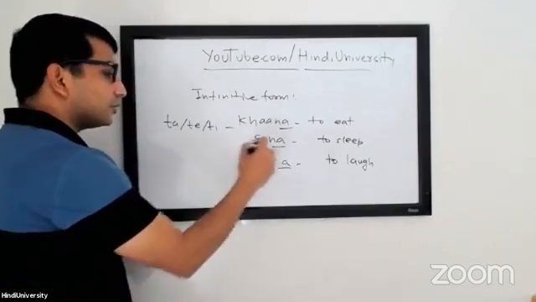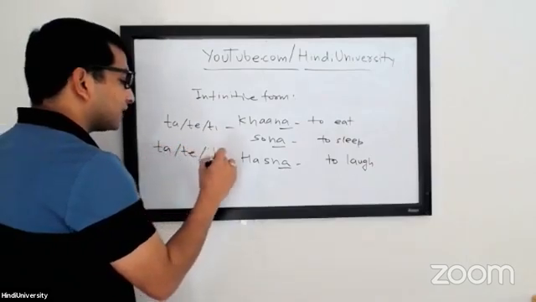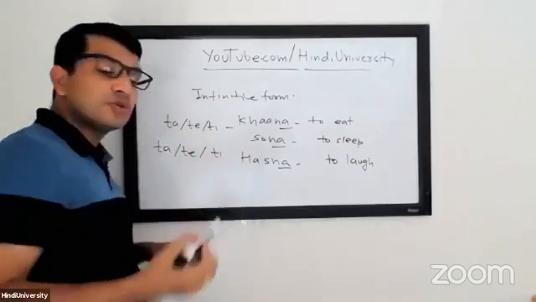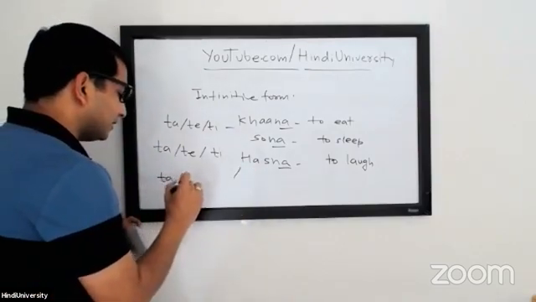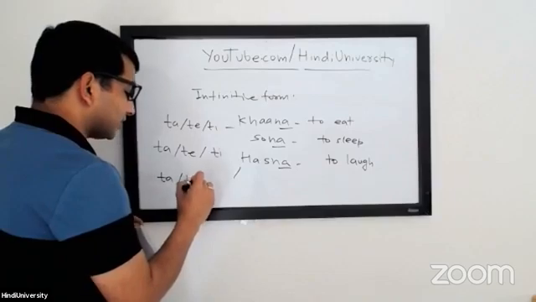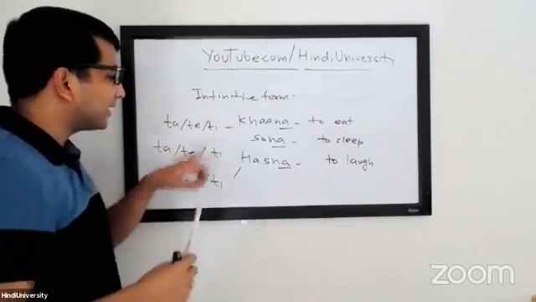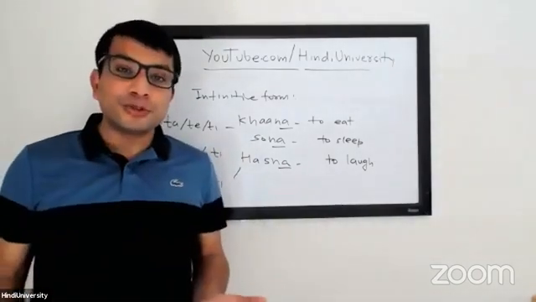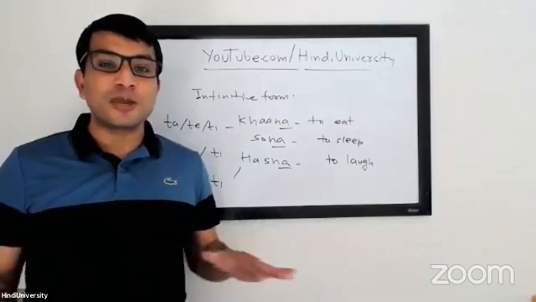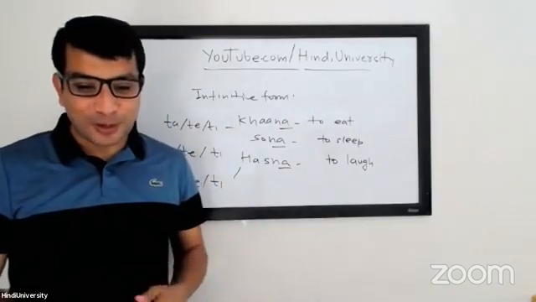Similarly with sona, you remove the na and put ta, te, or ti: मैं सोता हूँ, मैं सोती हूँ, और हम सोते हैं. Same thing with hasna: मैं हंसता हूँ, हम हंसते हैं. I wrote it the other way around, but this is the girl: मैं हंसती हूँ और हम हंसते हैं. So far, life is good, right? There is no problem. The same rule applies to the different pronouns that you have.